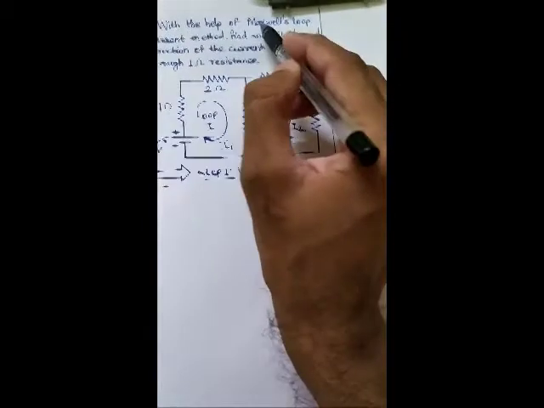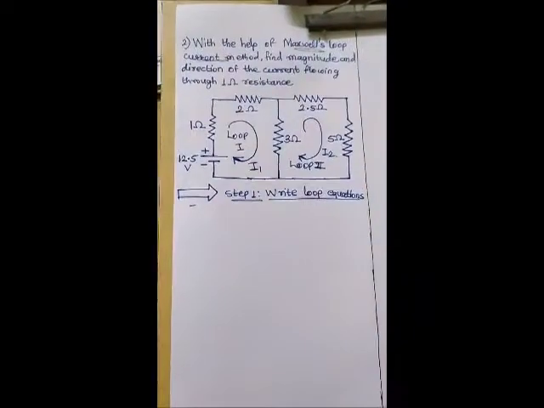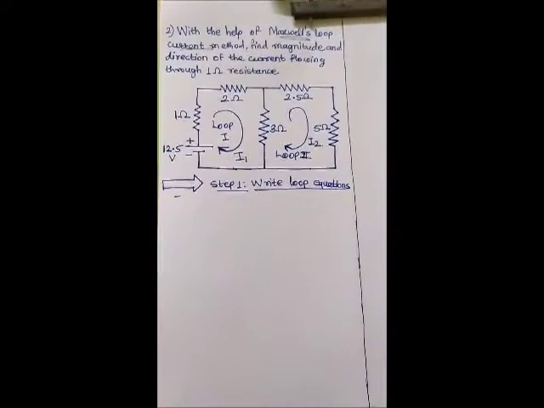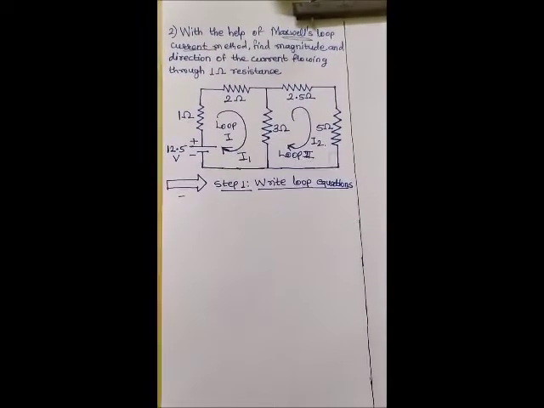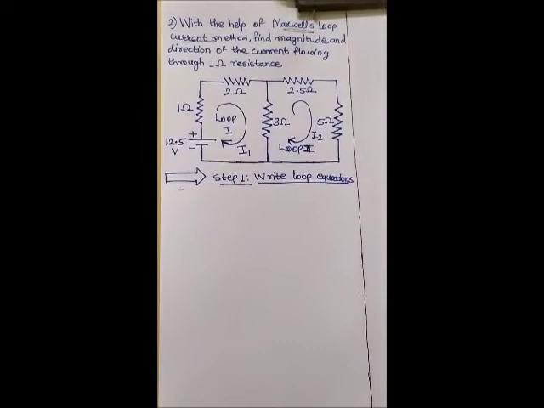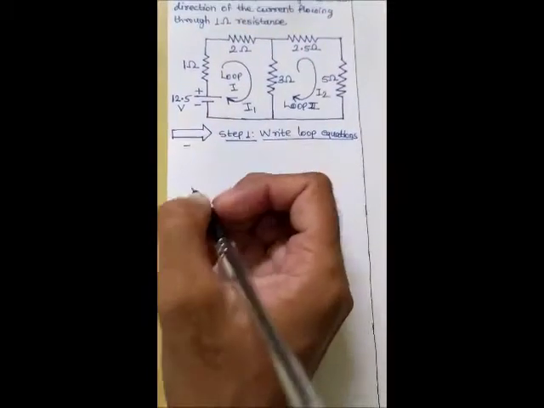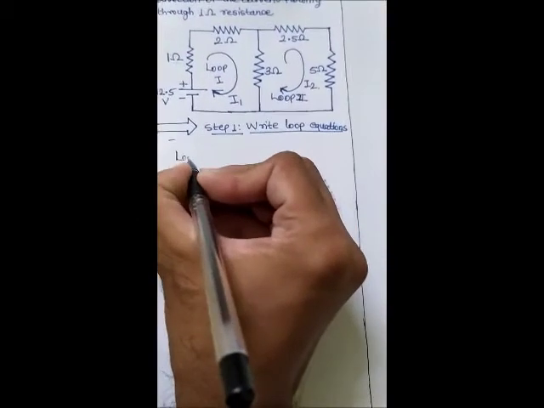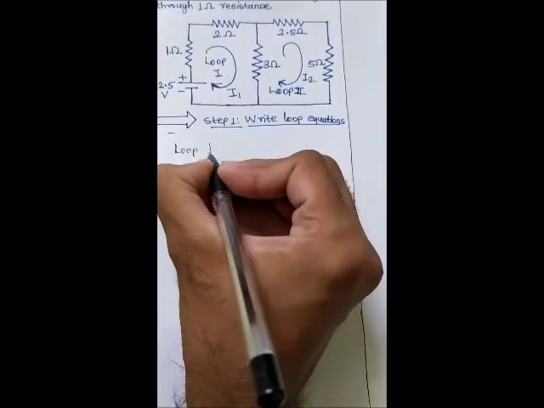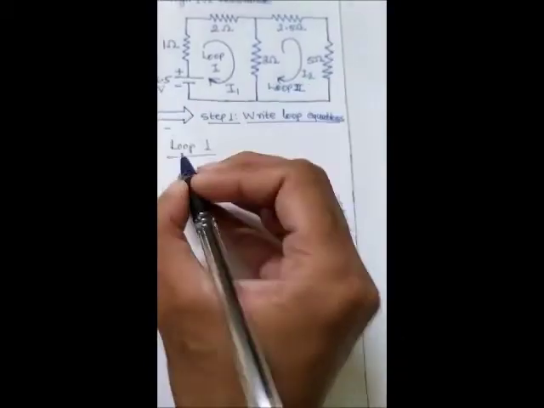Now Maxwell's loop current method is nothing but the mesh analysis. Maxwell's loop current method means we are using here mesh analysis to find out the current. So first step to find out the current is to write down the loop equations. So we will write down the loop equation here. First of all, we will write down for loop 1. So for loop 1 we will draw the circuit diagram.